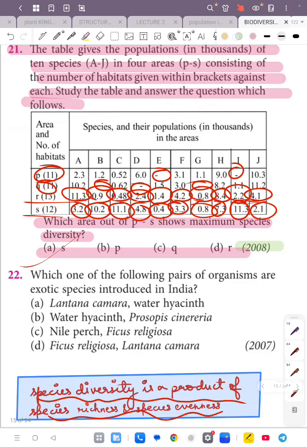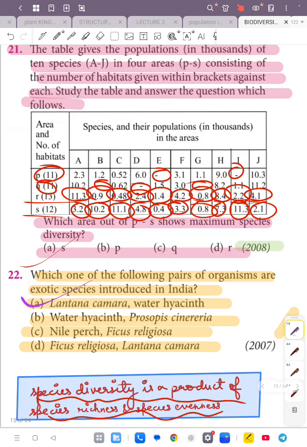Alright, moving on to the next question. Which one of the following pairs of organisms are exotic species introduced in India? A. Lantana camara and water hyacinth. B. Water hyacinth and Prosopis cineraria. C. Nile perch and Ficus religiosa. Or D. Ficus religiosa and Lantana camara. Which ones are exotic species, the foreign species which have been introduced in India? It's option A, Lantana camara and water hyacinth. Water hyacinth is referred to as Eichhornia. These are the two species.